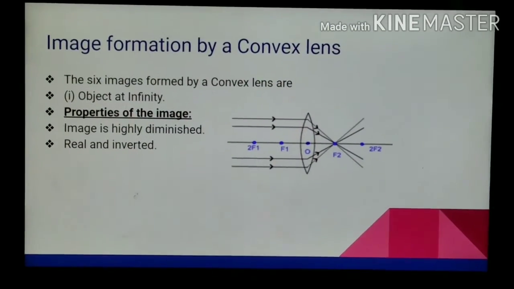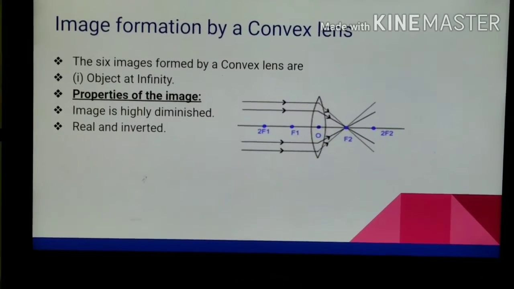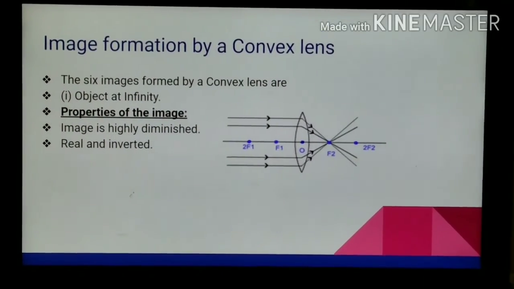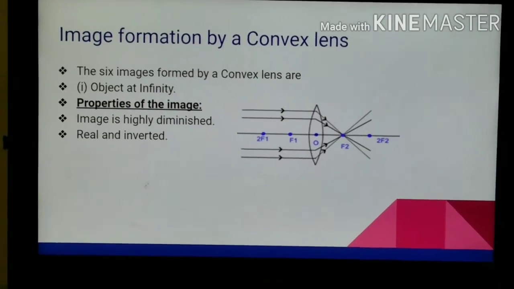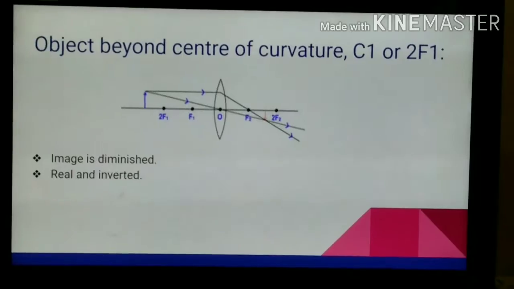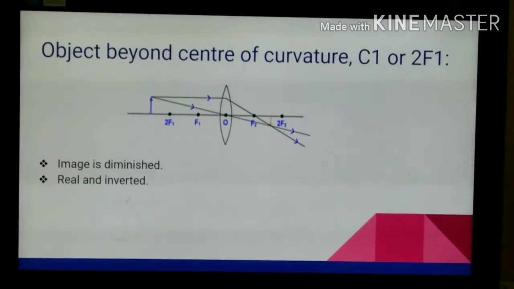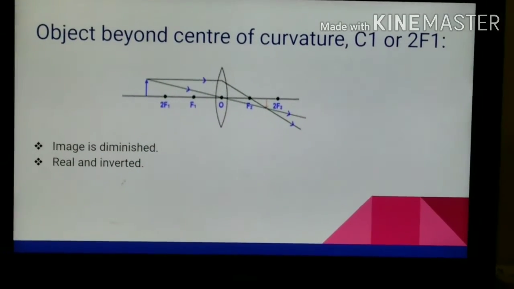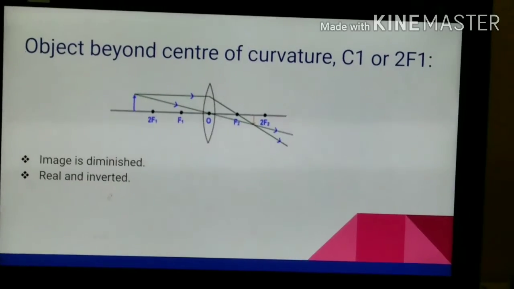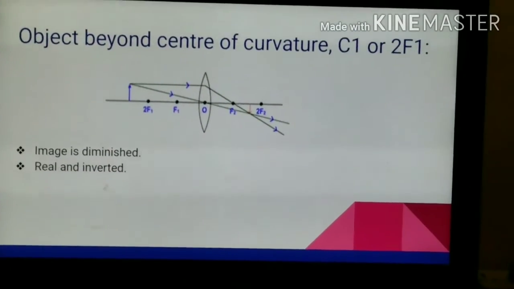Now we'll discuss the image formation by a convex lens. The six images formed by a convex lens are: first one, object at infinity, and the properties are the image is highly diminished, real and inverted. Second one, object beyond center of curvature C1 or 2F1, and the properties are the image is diminished, real and inverted.